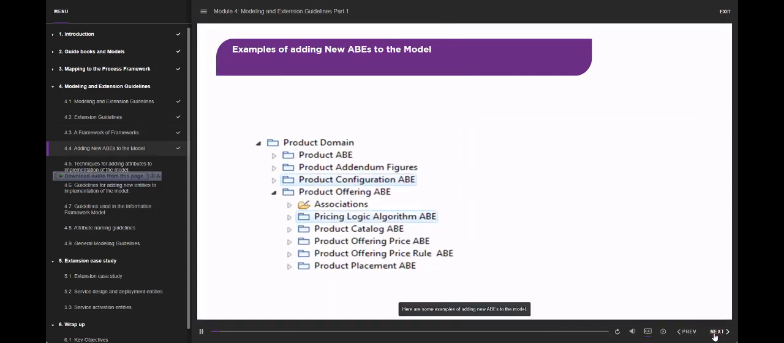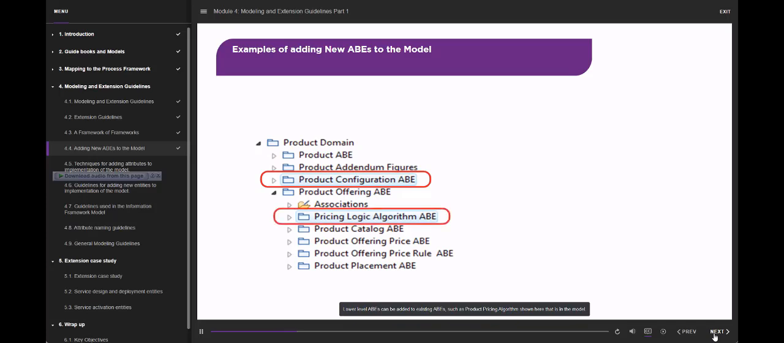Here are some examples of adding new ABEs to the model. These are used in the information framework model and should be used in your implementation of it. A new level 1 ABE, such as product configuration, can be added to the product domain and has been added to the model. Lower level ABEs can be added to existing ABEs, such as product pricing algorithm, shown here, that is in the model.